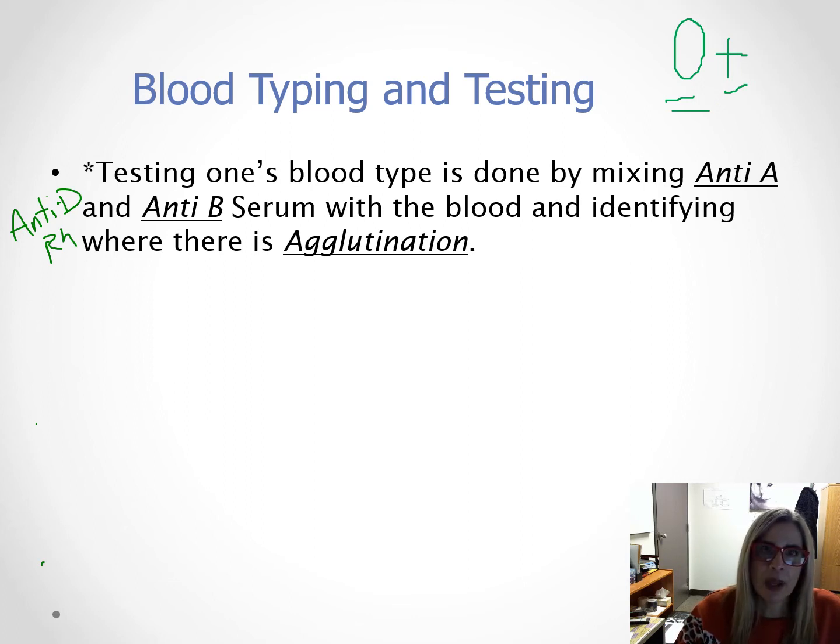And you can get Canadian Blood Services to do your blood typing. Sometimes they come into the school, but I think you have to be 17 for that now. But it's actually a fairly simple process. Testing one's blood type is done by mixing anti-A and anti-B serum with the blood sample and identifying where there is agglutination.